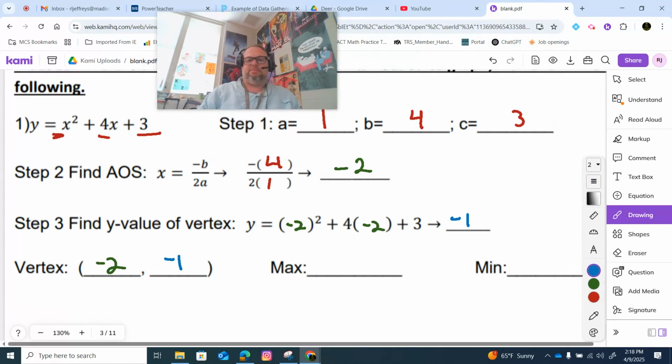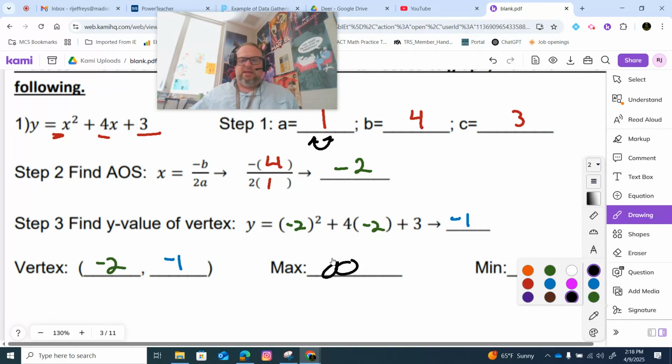All right. Now, this other part, this is the new thing. Well, it's not new. We covered it a bunch already. All right. Our A is positive. That's a smiley face. So our max is infinity. And our min is -2, -1.